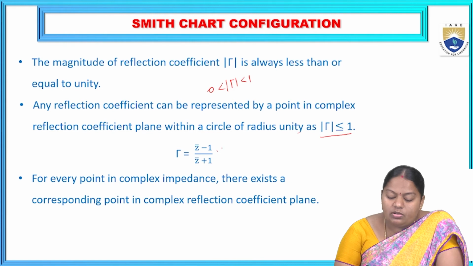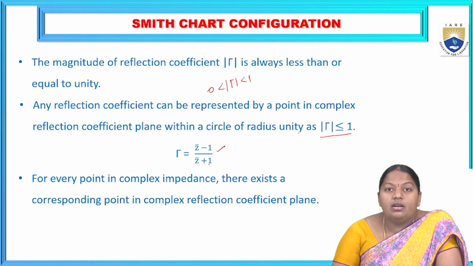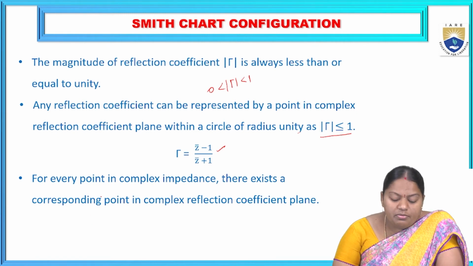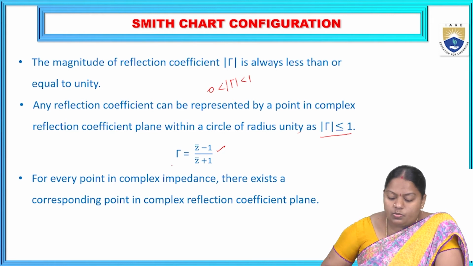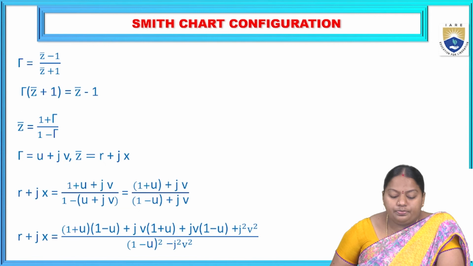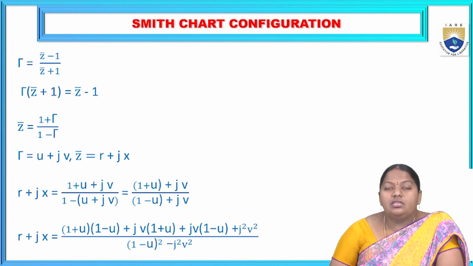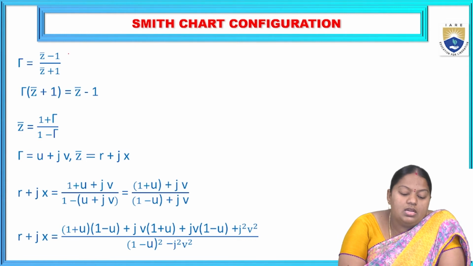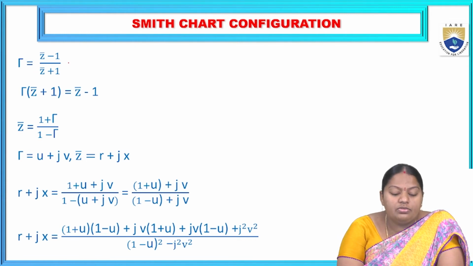As we know, gamma in terms of normalized impedance is gamma equal to z bar minus 1 by z bar plus 1. Okay. Then for every point in the complex impedance plane, there exists a corresponding point in the complex reflection coefficient plane. Why? Because it includes both the normalized impedance as well as the reflection coefficient plane of a transmission line. Now, in order to find the resistance and reactance circles, first consider reflection coefficient gamma in terms of normalized impedance, that is gamma equal to z bar minus 1 by z bar plus 1.